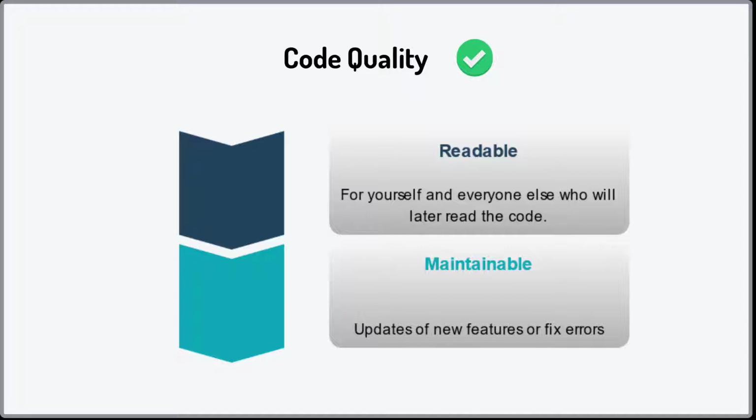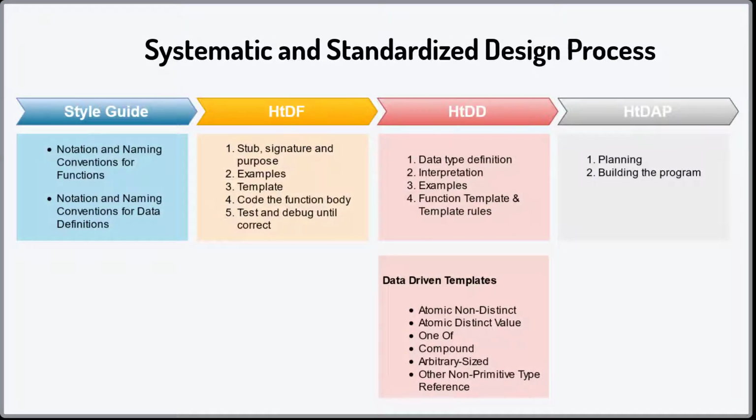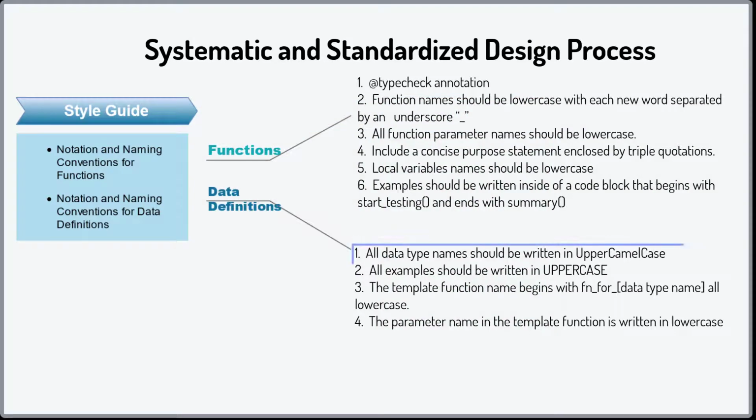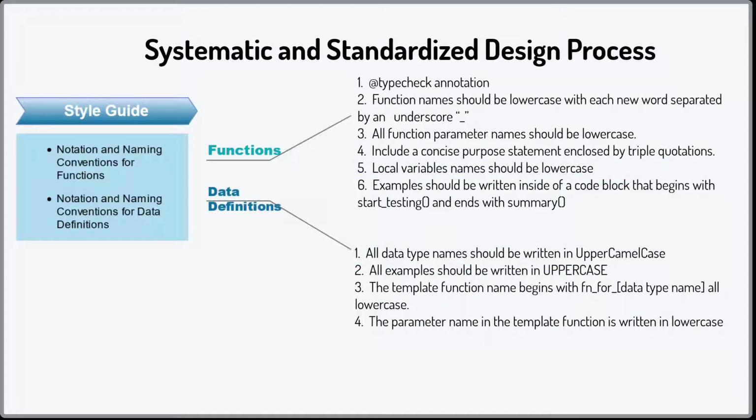We've been focusing on writing readable, maintainable code during the entire course. Our systematic and standardized design process guides us to write code that is readable and consistent. Our style guidelines, for example, our use of upper camel case for type names and lowercase for variables, further guide us to write readable, consistent, maintainable code.